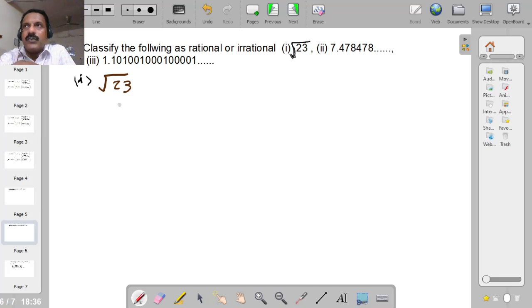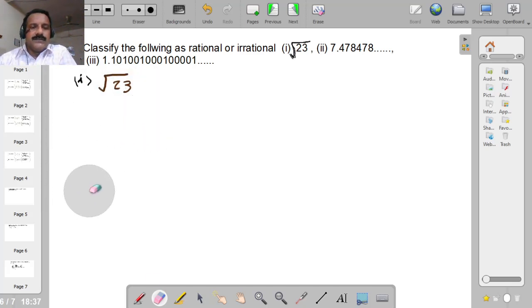The square root of any natural number other than a perfect square will be an irrational number. So the answer is that the square root of 23 is an irrational number because 23 is a natural number and it is not a perfect square. So the answer is irrational.